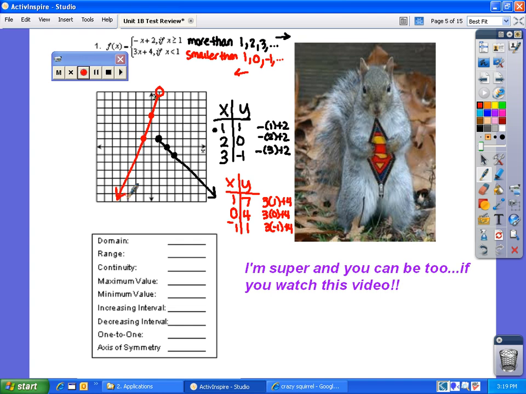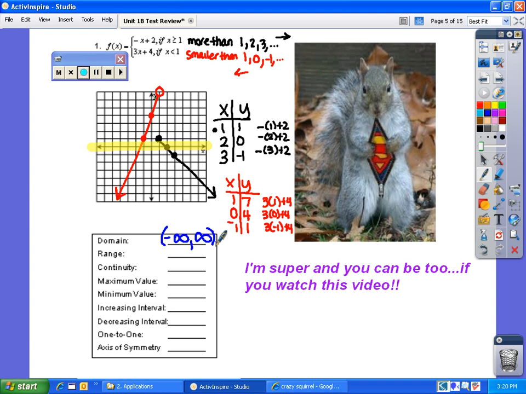Alright, so now for my property questions. Domain, remember domain is your whole entire x-axis. And what are the numbers doing? Well, I see that the graph on the left-hand side, this one, is constantly going to the left. Then I look on the other side and see that the other side's graph is constantly going to the right. So because they're going in both directions forever, I say that my domain is all real numbers, which is from negative infinity to positive infinity.